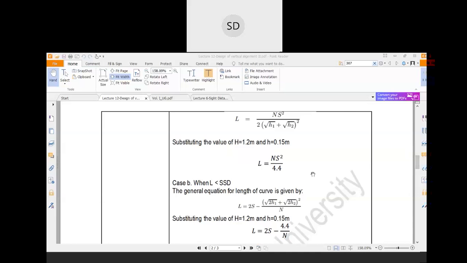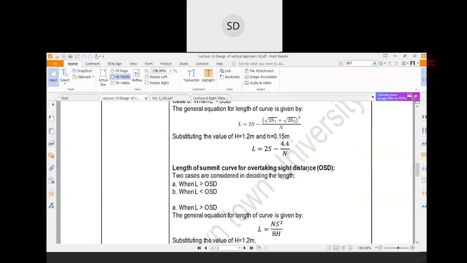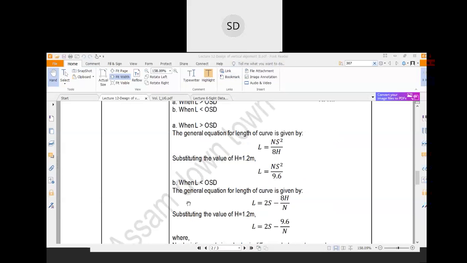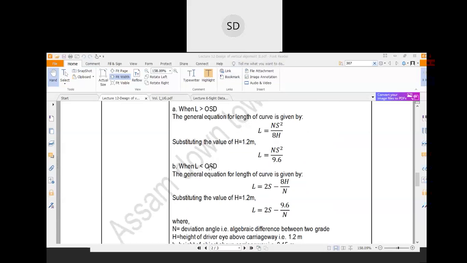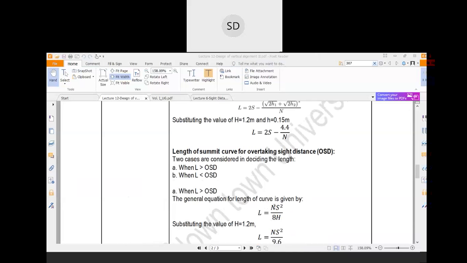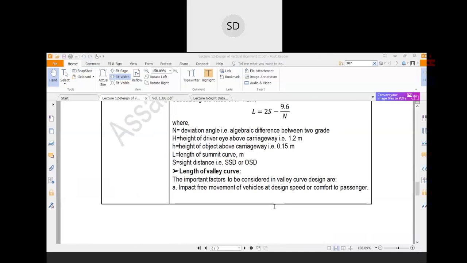So similarly, if you consider the overtaking sight distance, the first case you have to consider is when L is greater than OSD, and that is the formula. Secondly, you have to consider when L is lesser than OSD, and in that case, that is your final formula. So these are the formulas to determine the length of the summit curve.